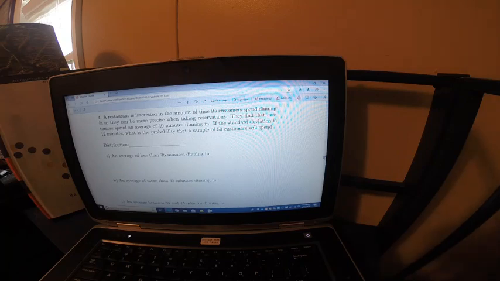Question A says an average of less than 38 minutes dining in. Question B says an average of more than 45 minutes dining in. And question C says an average of between 38 and 45 minutes dining in. Okay, so let's go to the board real quick, solve all these out.